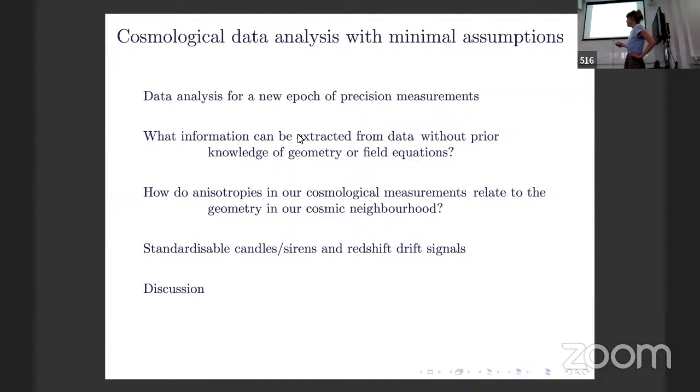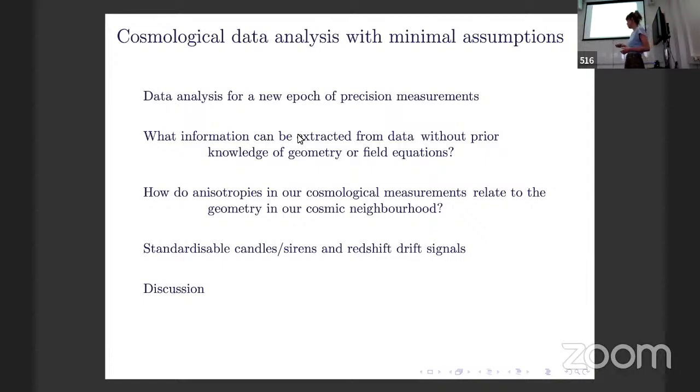So I will talk about frameworks that are appropriate for analyzing data from both current surveys, but also from upcoming surveys. And I will in particular talk about what information we can expect to extract from data without making assumptions about the underlying geometry of our universe or the field equations that determine this geometry.